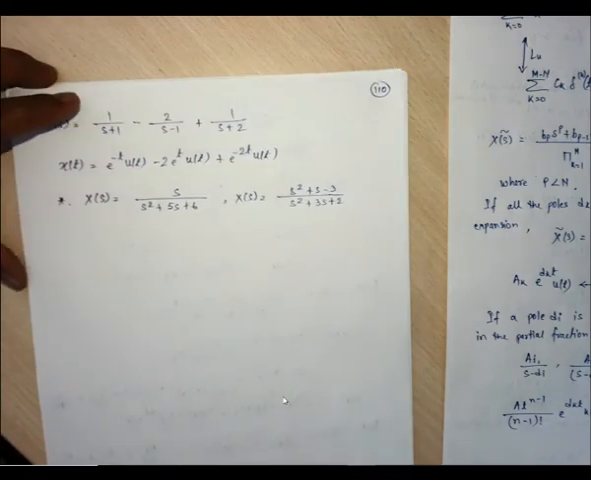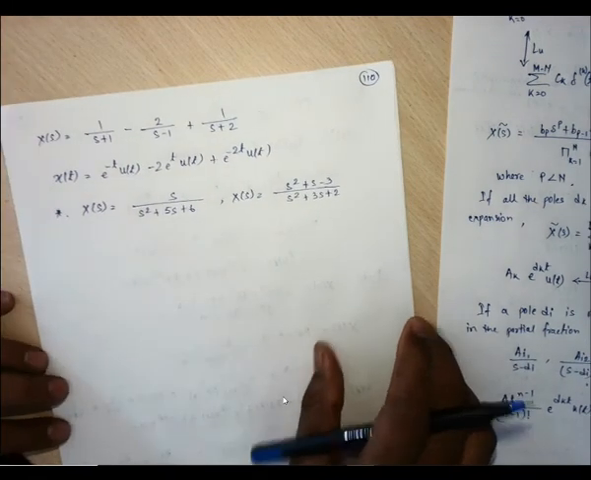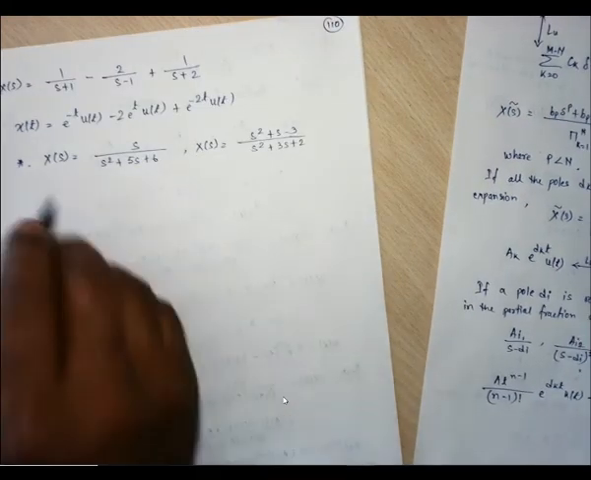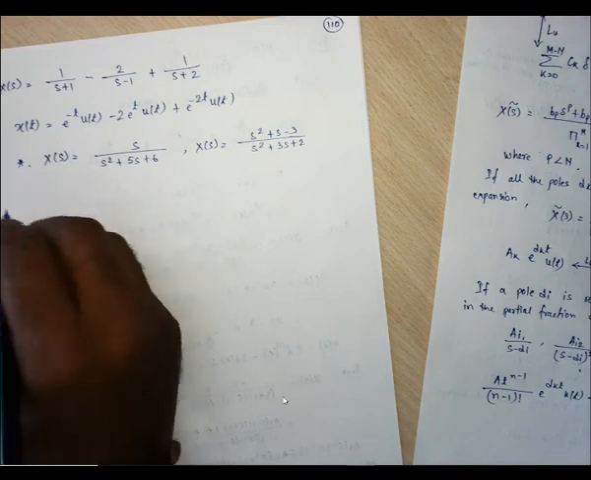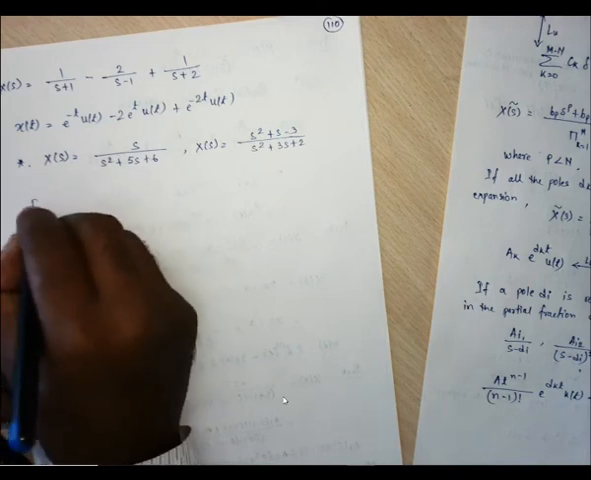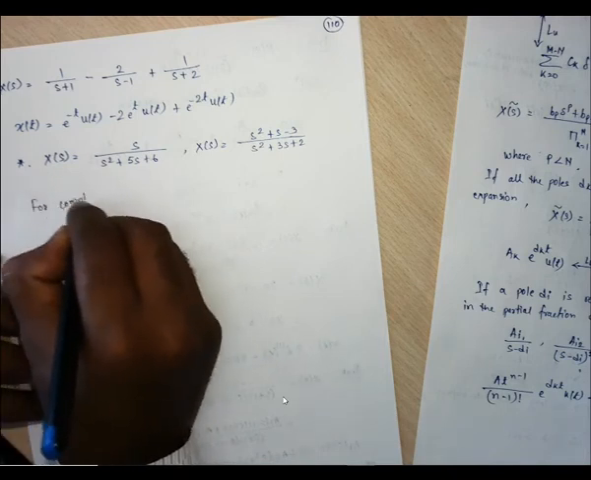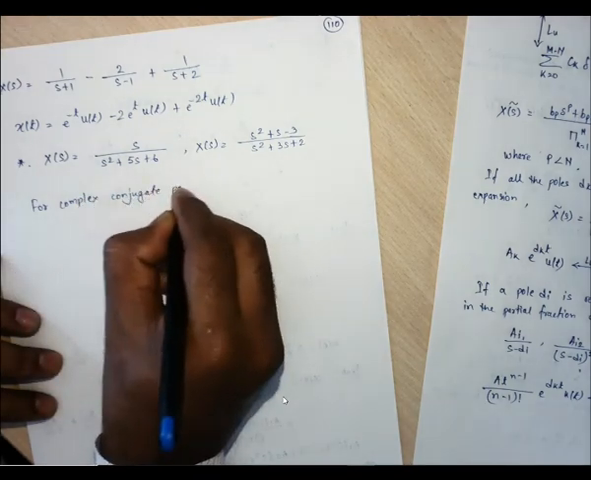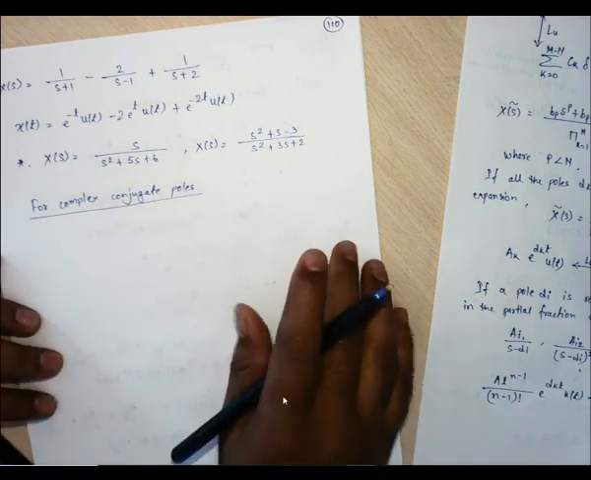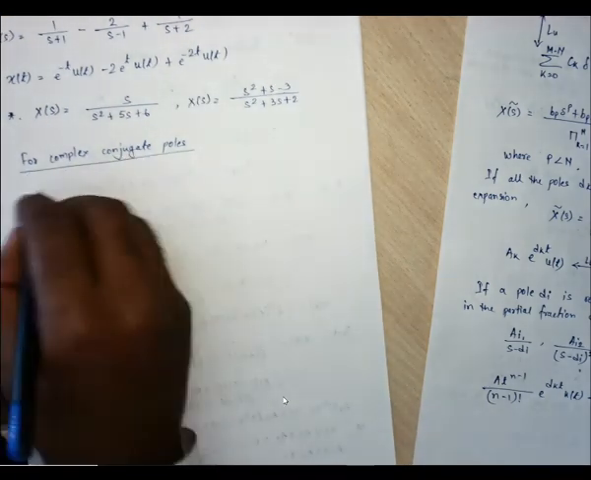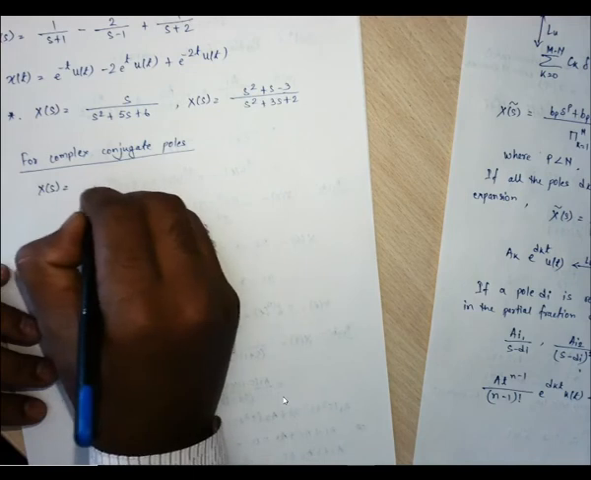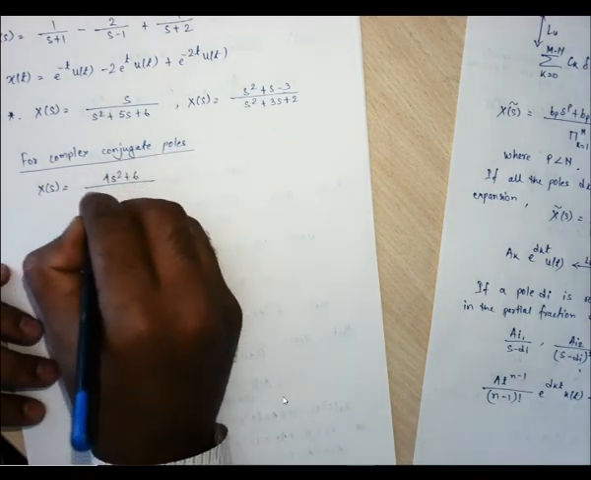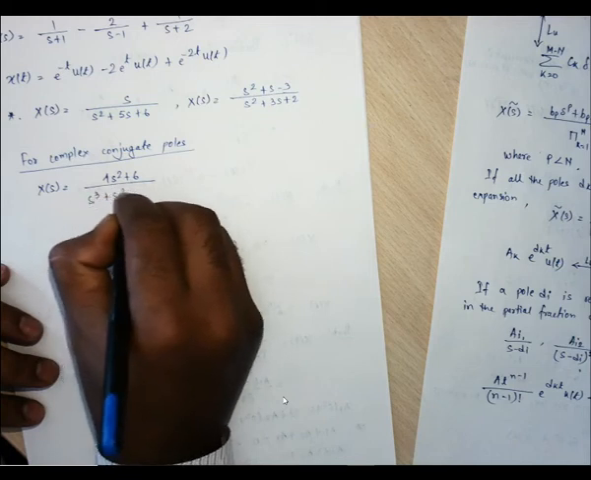Now in the same problem, inverse Laplace transformation, if the poles are complex conjugate, for complex conjugate poles, for that case what will happen? How do we need to find out this X(s)? So it is given as (4s square plus 6) by (s cube plus s square minus 2).